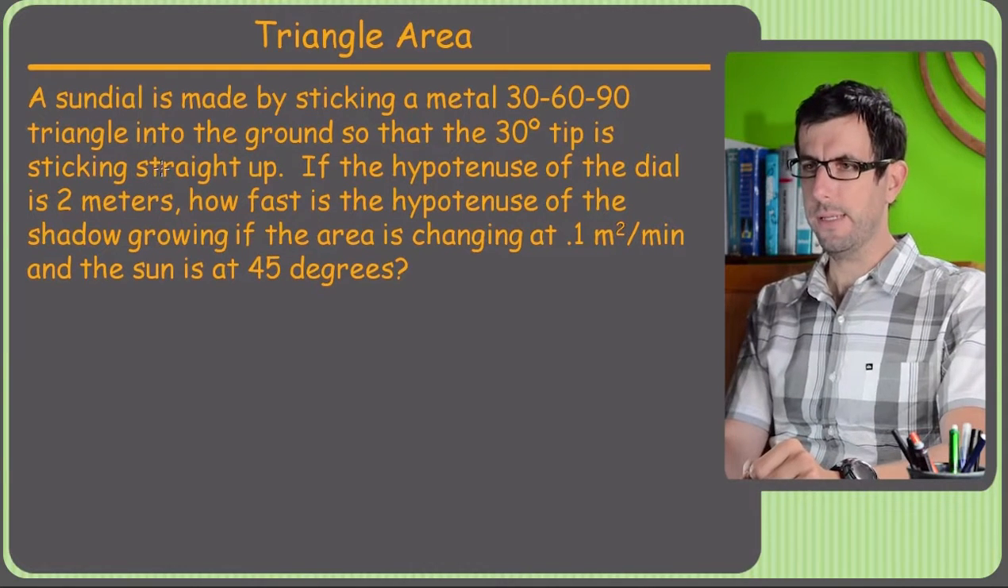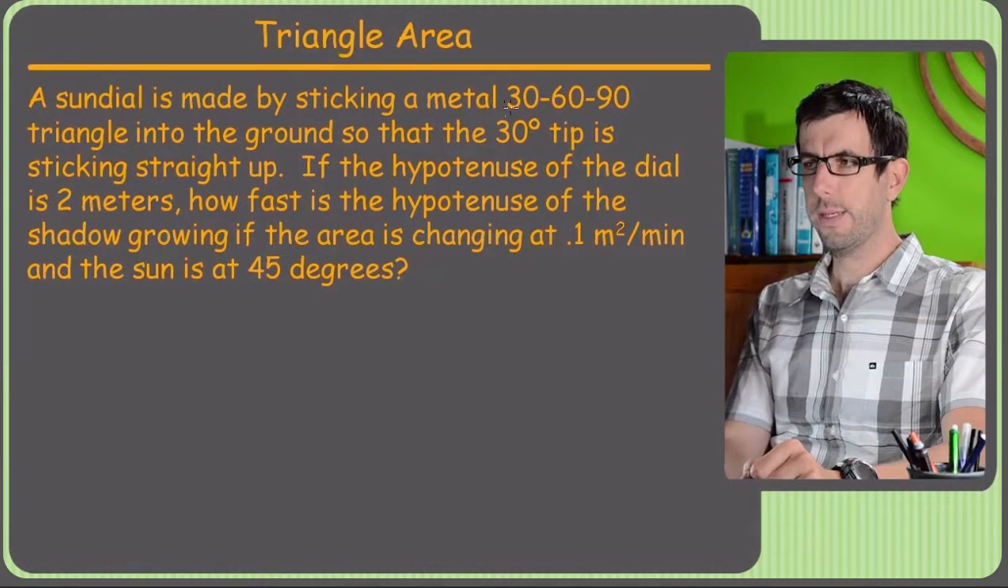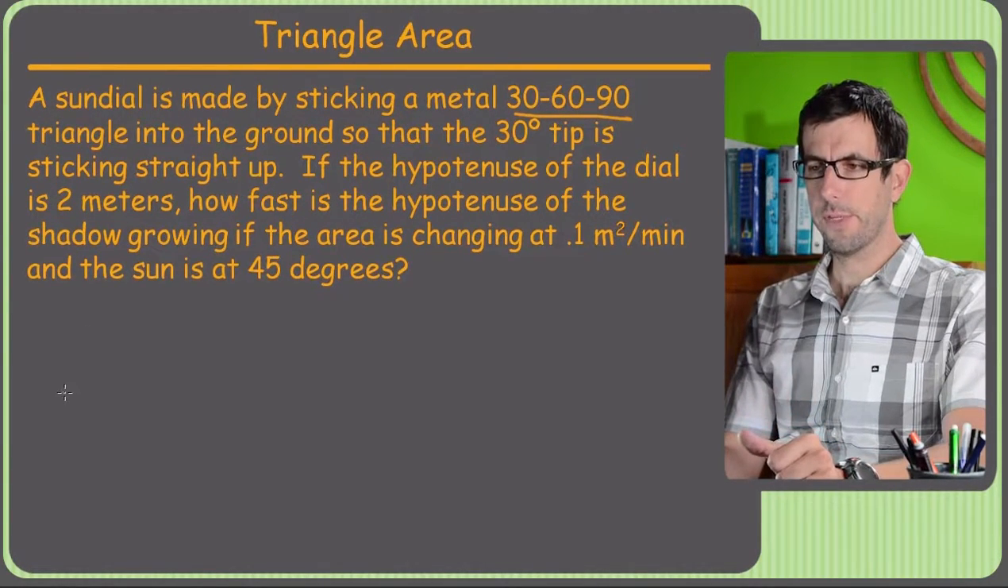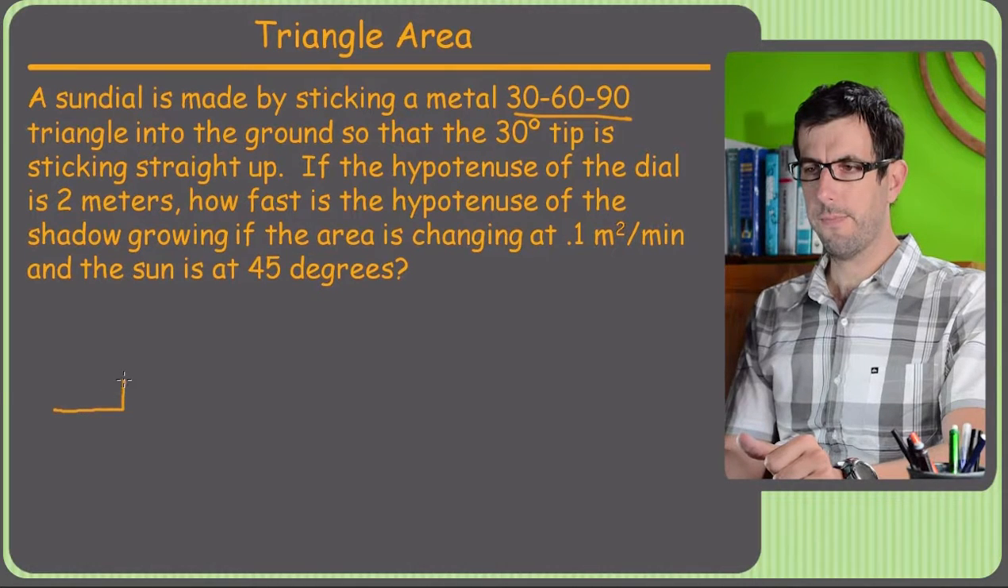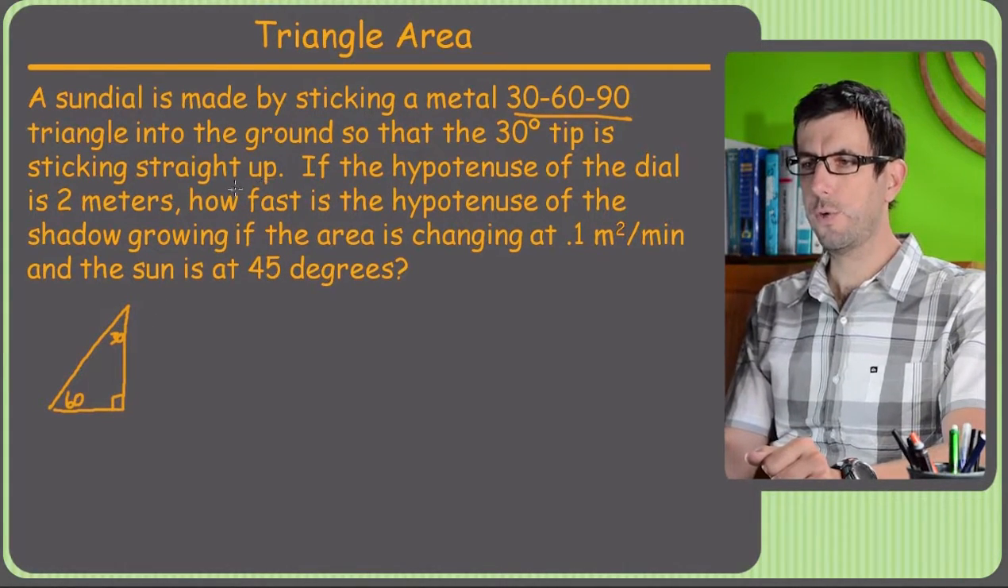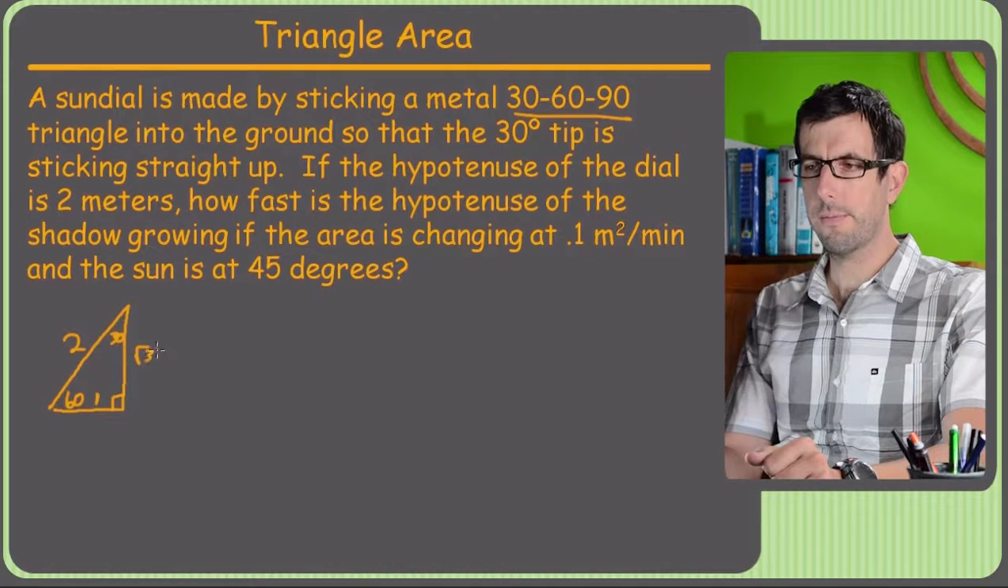Let's see what's up with this. A sundial, they stuck a metal triangle into the ground so the 30-degree angle is sticking up. So first things first, we got a 30, 60, 90 sticking up into the air. The hypotenuse of the dial is 2 meters. So that's a 2 right there, which means this is a 1 and this is a root 3, hypothetically. Not sure if we'll need that or not.